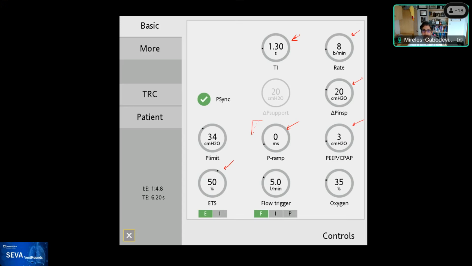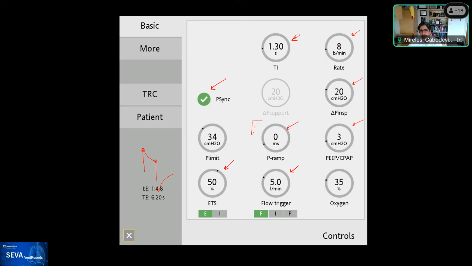This is the cycle threshold, the expiratory percent peak flow, so expiratory sensitivity is set here at 50%. That's the percent of the peak flow. So if I put the peak flow during inspiration, the breath is going to end at 50% of the peak flow, and the patient will exhale. Here's the flow trigger at 5 liters per minute, and here's the oxygen saturation for this patient. And then there is this little button that says P-Sync, and you see that it's activated.